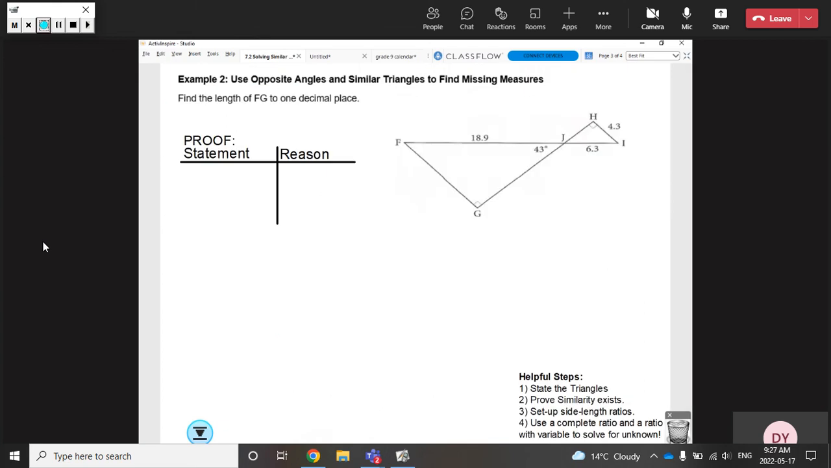Okay. Sample 2. It says use opposite angles and similar triangles to find missing measures. Find the length of FG to 1 decimal place. Now, this pair of similar triangles does not actually go in and explicitly state that they are in fact similar. So I have some helpful steps down here. One, the first thing here is we want to state the triangles.